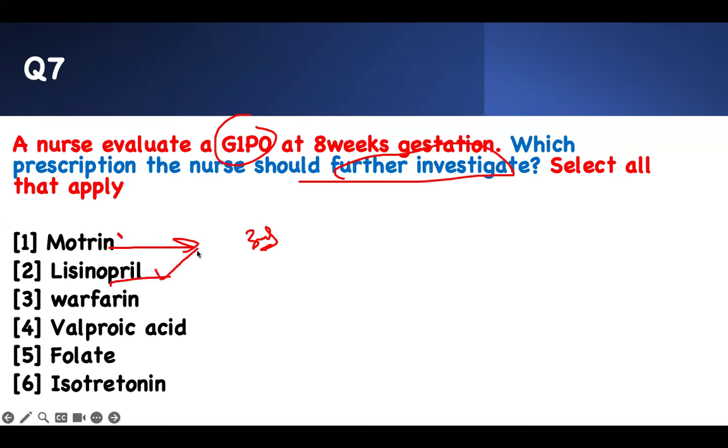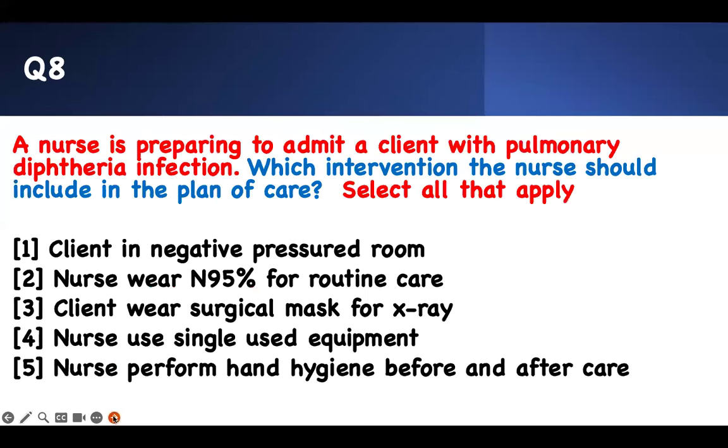Benazepril, yeah, is teratogenic. Warfarin is teratogenic. Valproic acid, teratogenic. Folate is good for neural tube defects. It's going to counteract valproic acid. And a medication to treat acne is also bad. So 6, 4, 3, and 2 are your right answers. 1 and 5 are okay. You don't need to further investigate.